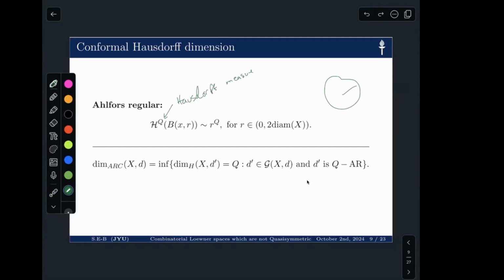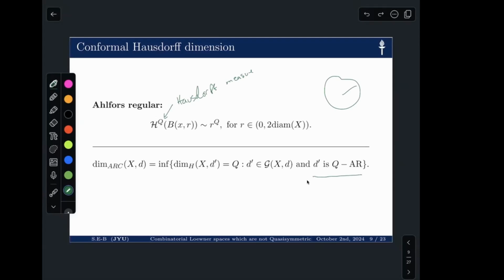The Ahlfors regular conformal dimension is the infimum over all the metrics in the conformal gauge that are Q Ahlfors regular for some Q. That Q is the Hausdorff dimension, but for Q Ahlfors regular spaces, this Q is equal to the Hausdorff dimension. So you infimize over these Q such that you have a Q Ahlfors regular metric there. Okay.